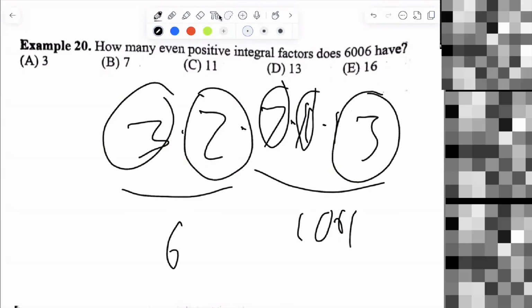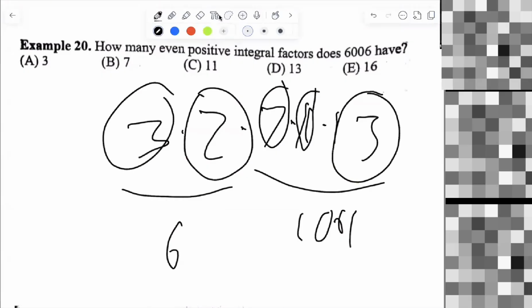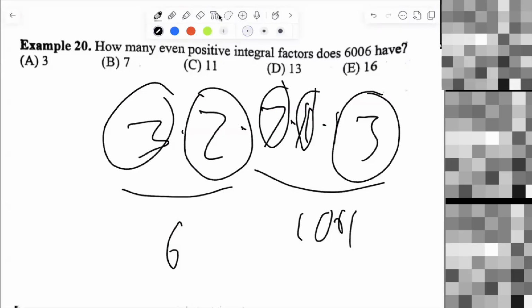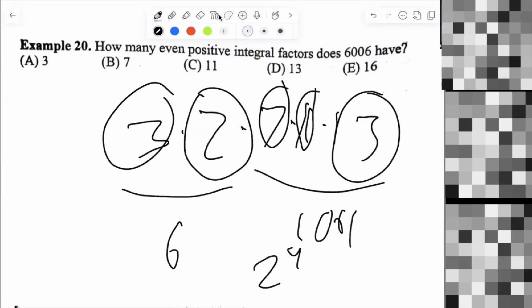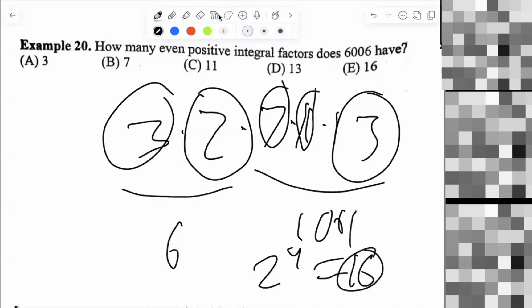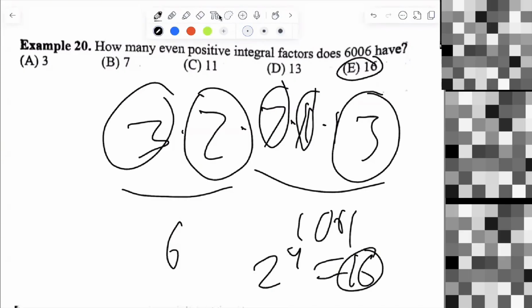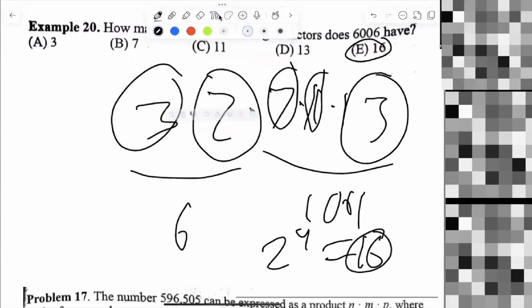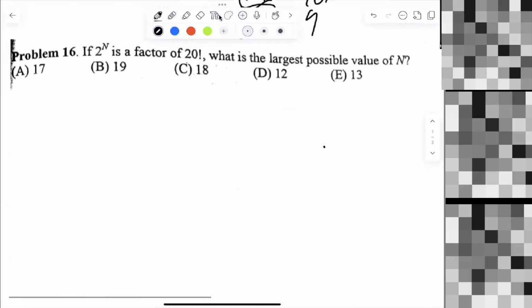How many factors does each of these have? Well, this could be 3 or 1, 7 or 1, 11 or 1, or 13 or 1. That's 2 to the 4th power, or 16 possible ways, since 2 is guaranteed to be there. So the answer to this question is just E. Alright? Now let's move on to problem 16.